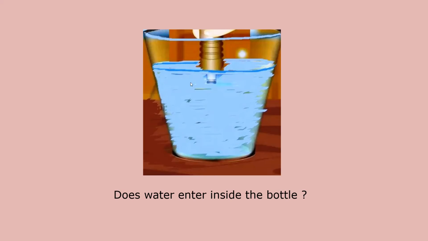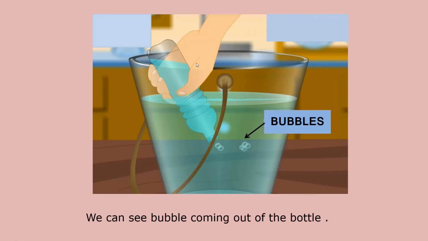This is because something must be present inside the bottle. For this reason, the water is not allowed to enter inside the bottle. Now, when we tilt or bend the bottle, we observe that some bubbles come out from the bottle. And at the same time, the water will also enter inside the bottle. These bubbles are nothing but the air that is present inside the bottle.